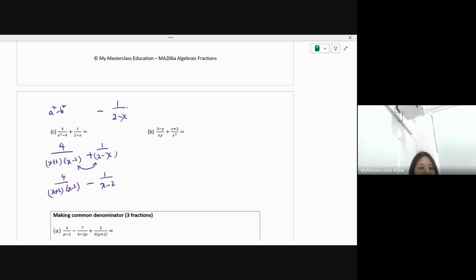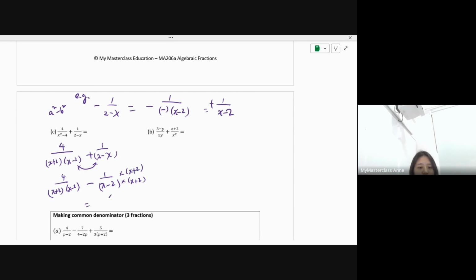Negative 1 over 2 minus x, I can write as negative 1 over negative x minus 2, because I want x minus 2 to be my denominator. So negative and negative become positive in front. This is just an example. So what do I get here? The denominators are x minus 2 and x plus 2, so for this term I multiply the whole thing by x plus 2.